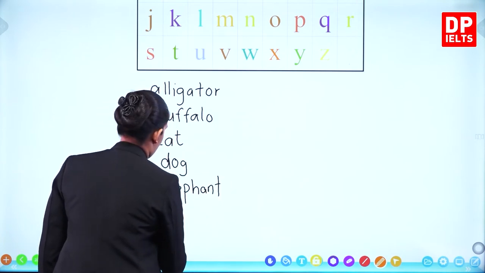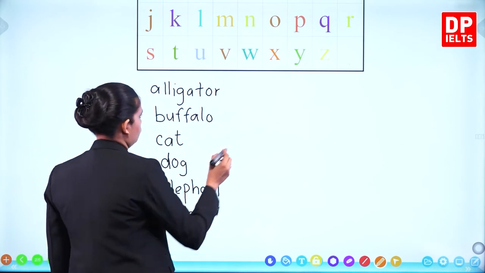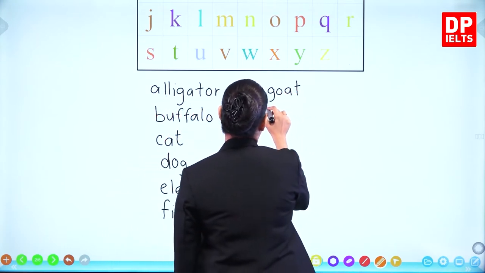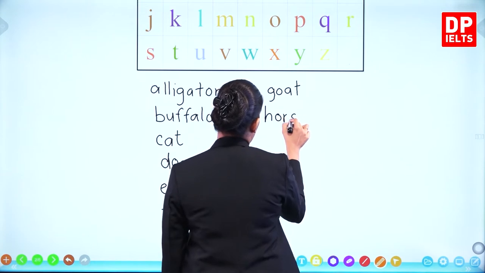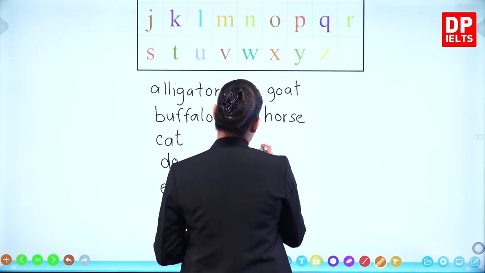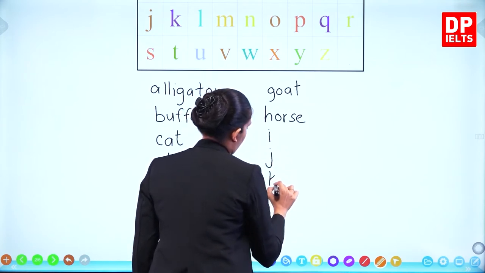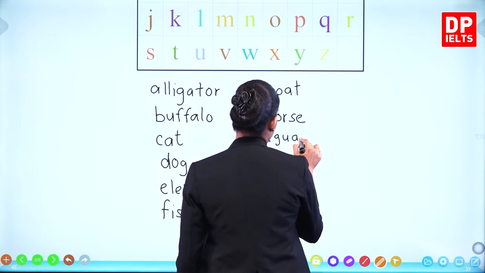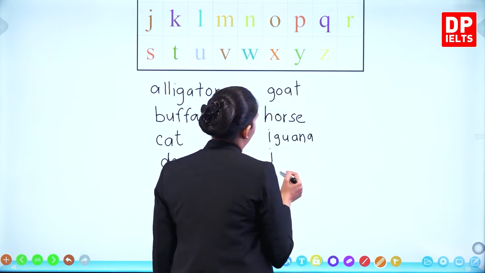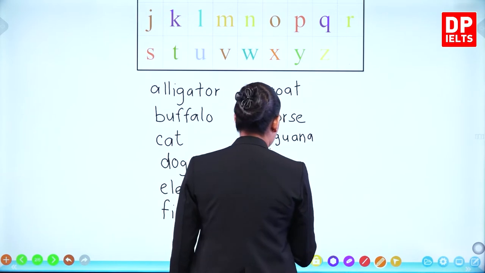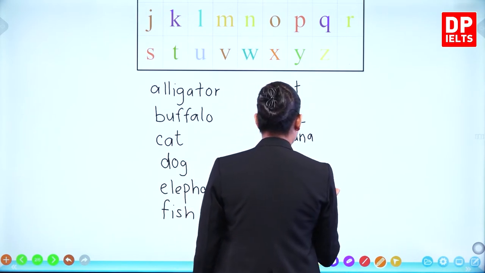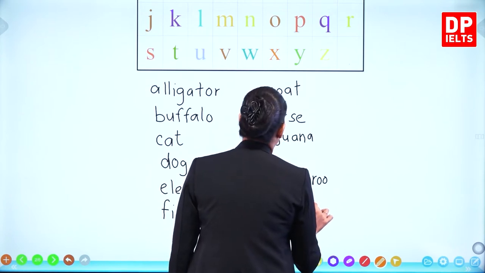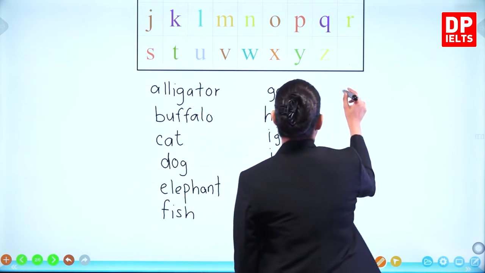F, fish. G, goat. H, horse. So let's write the letters. I, J, K, L. So I, we can say iguana. J, let me see, J, J, J. Nothing comes into my mind, so I'm just going to go with K, kangaroo. Okay, L, lizard. Okay, M, monkey.